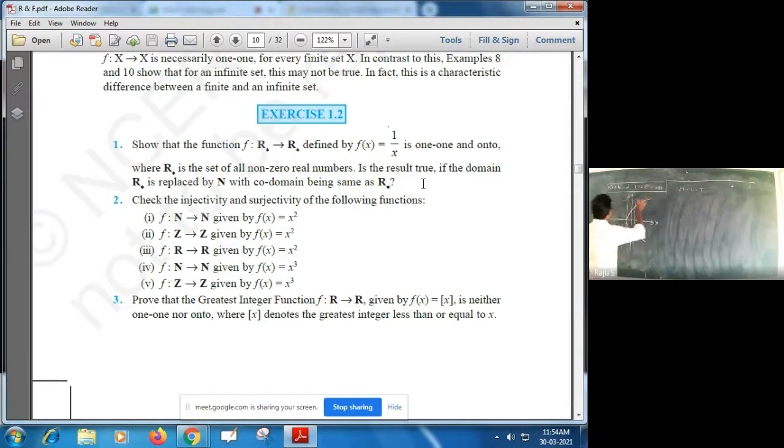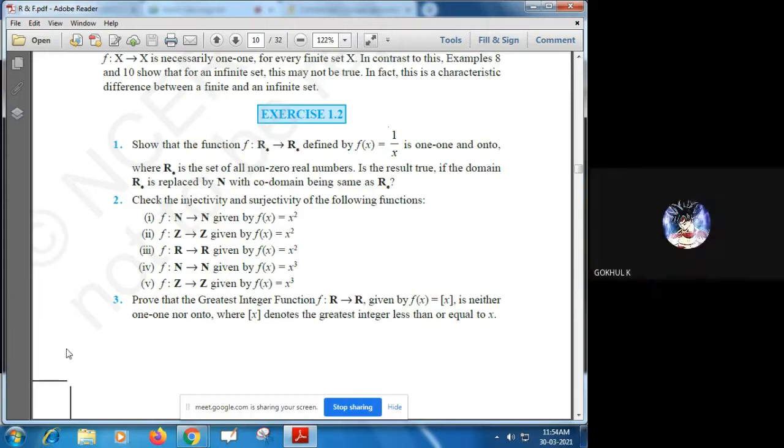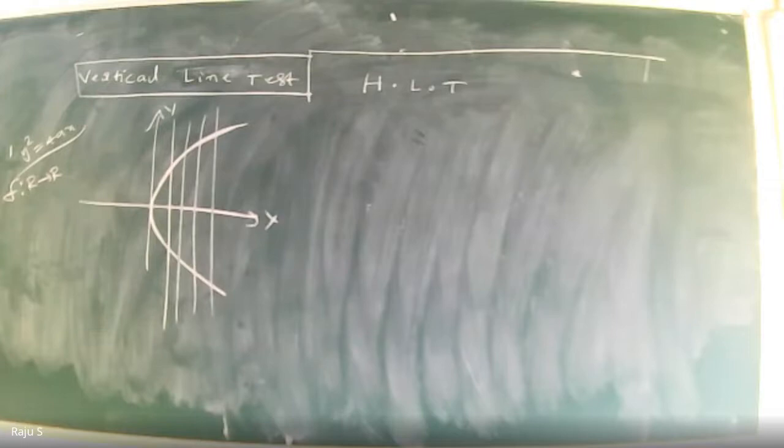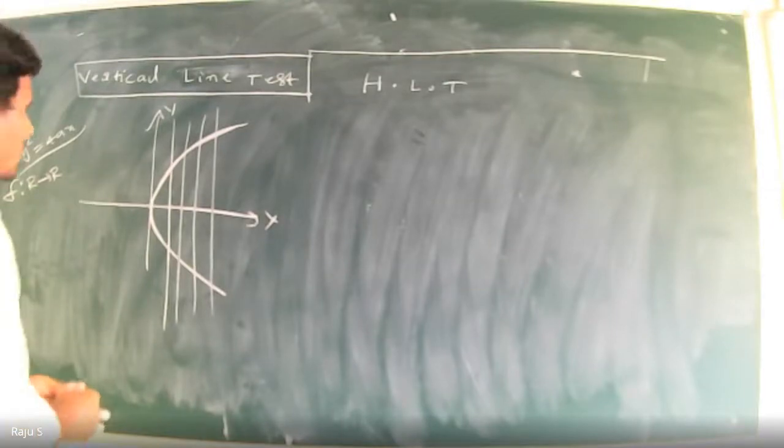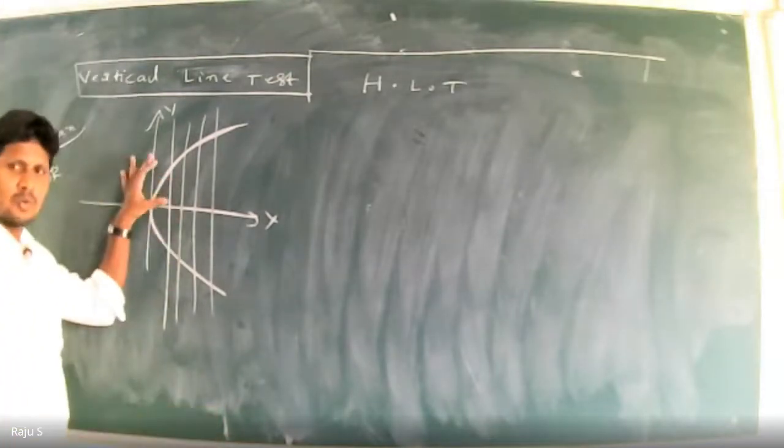When I define the relation from R to R, we get the graph of the curve like this, y square is equal to 4x. I draw the vertical line. If you see the vertical line, each line can intersect the given curve at how many points? At how many points? 2 points. Yes. How many points? So clearly it is intersecting at at most 2 points.